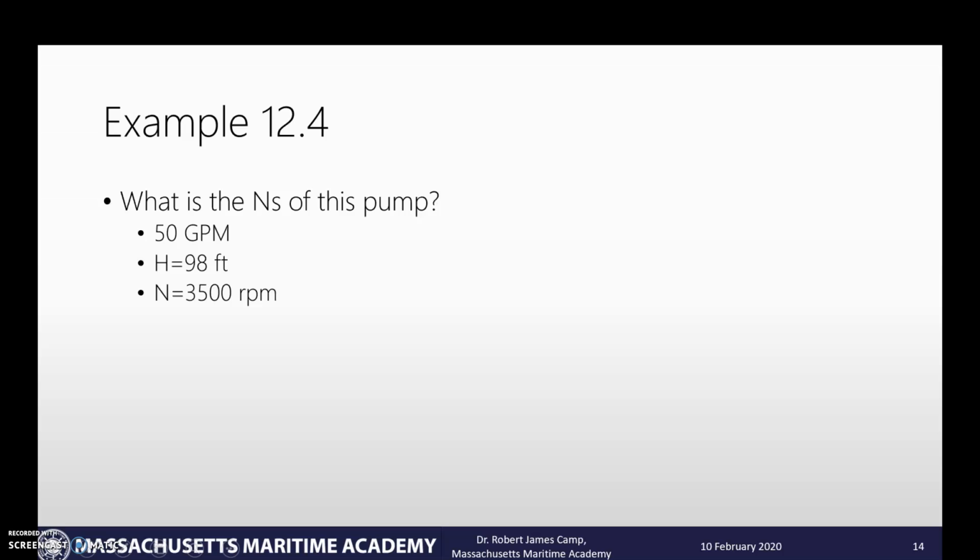What is the specific speed of this pump? 50 gallon per minute flow rate, supplies 98 feet of head, has an impeller rotational speed of 3,500 RPMs. So we can just directly solve the equation. We have all of the information. Because remember, NS, this is not prime, so this is the more lazy method.